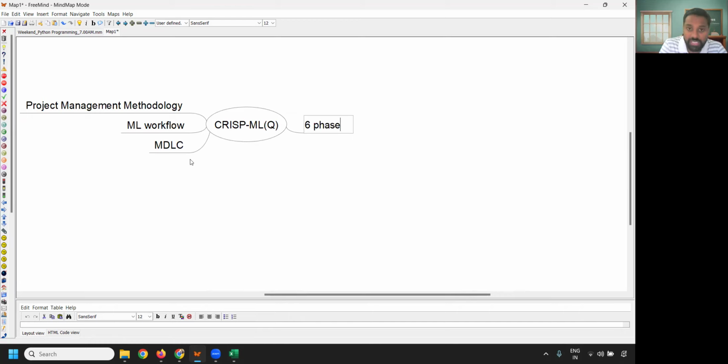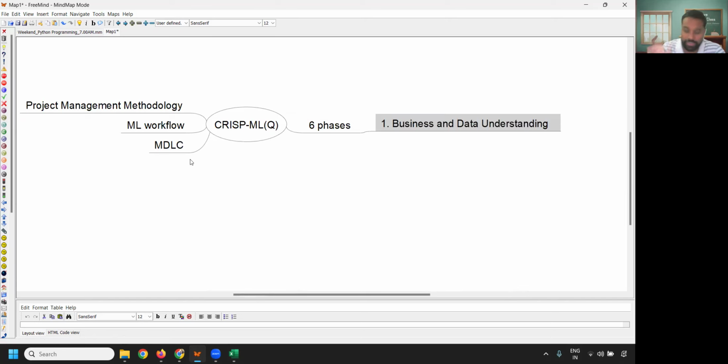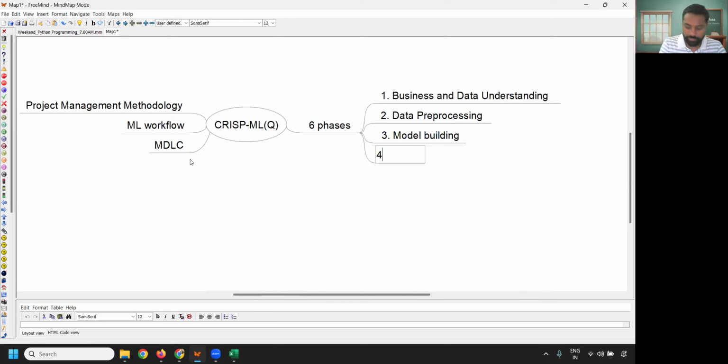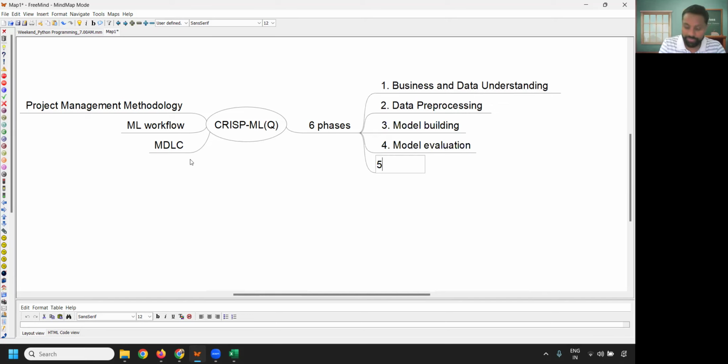The 6 phases are, the first one is business and data understanding. So business and data, they are very, very tightly coupled. That's why you see both of them merged together. Then the second one is data pre-processing or preparation. The third one is model building. Fourth one is model evaluation. Fifth one is deployment. These are the 6 stages, right?